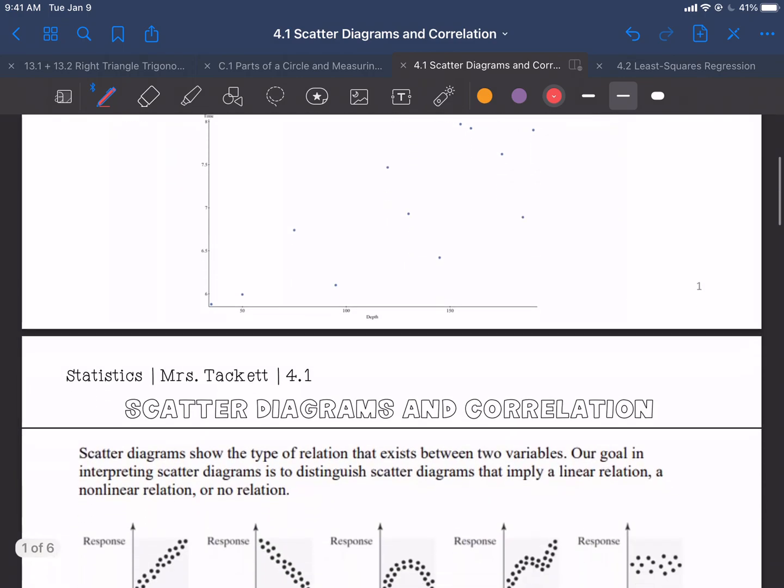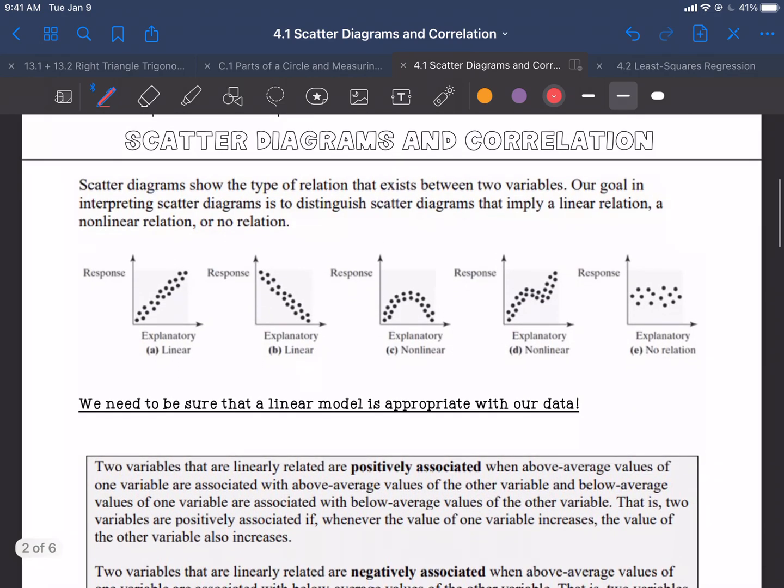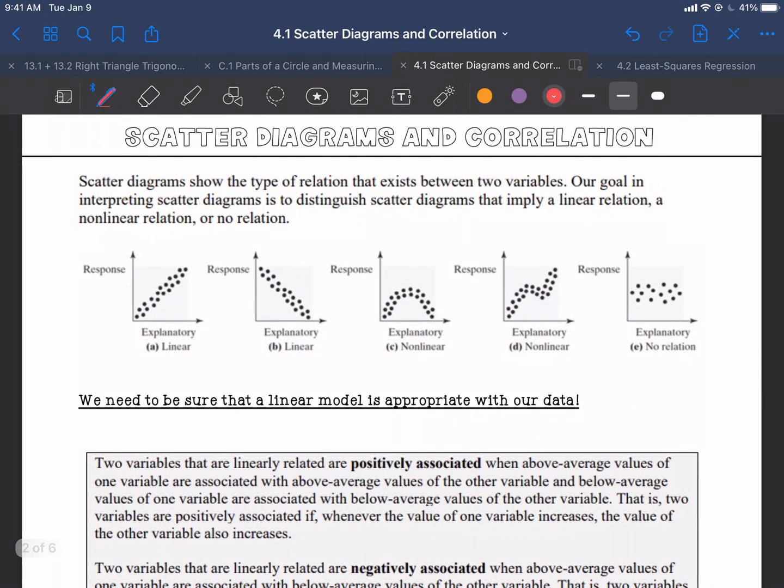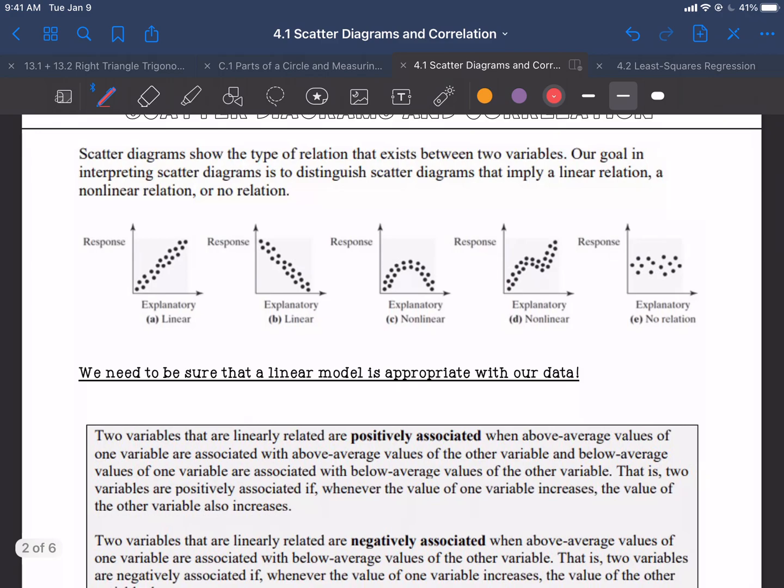So next here, let's look at different types of scatter diagrams. They show the type of relation that exists between the 2 variables. So our goal in this class is to distinguish if there is a linear relation or not. So we'll get to actually finding the line of best fit or the least squares regression line. But if I draw a line in this data, the data points are very, very close to that line. So there is a strong correlation there.